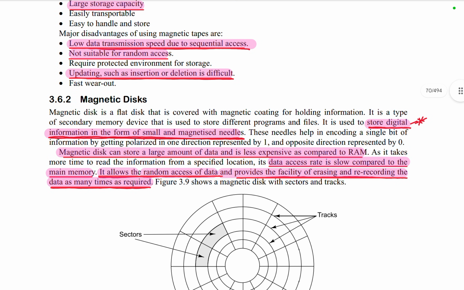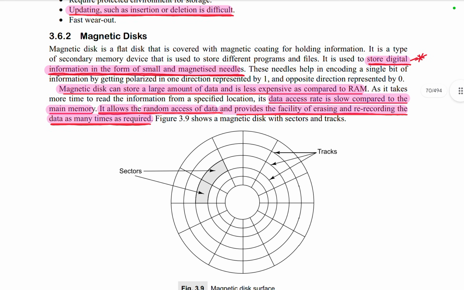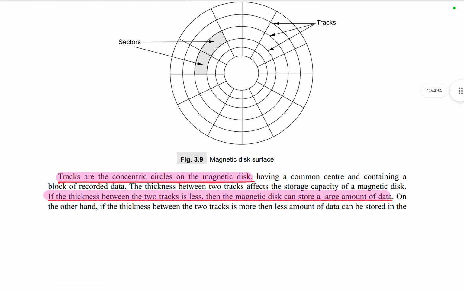A magnetic disk stores digital information in the form of small magnetic needles. A magnetic disk can store a large amount of data and is less expensive as compared to RAM. Data access rate is slow compared to the main memory. It allows random access of data and provides the facility of erasing and recording the data as many times as required.